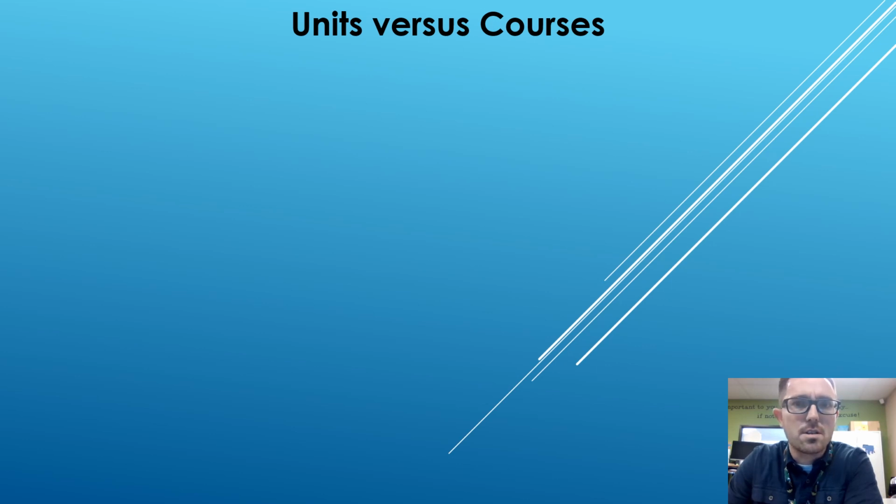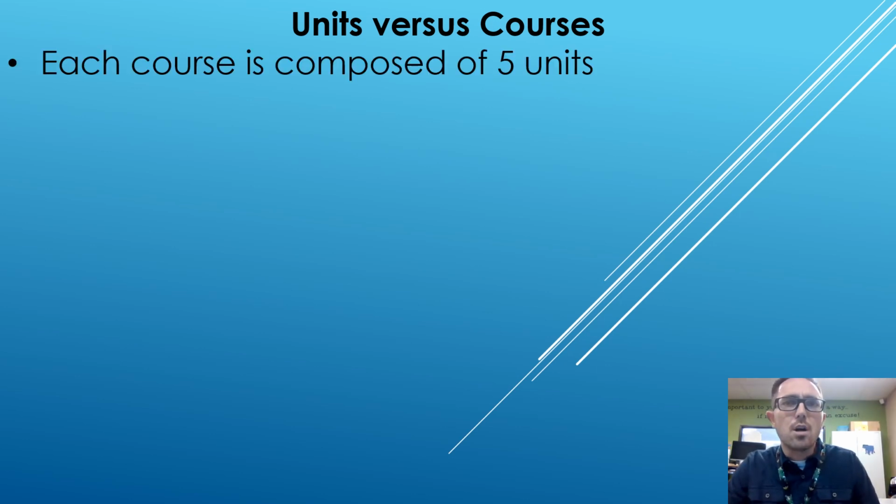Units versus courses. Some of you might totally understand this already, but every year there's always a few questions, so that's why I wanted to address it. You're all taking at least one course over the summer here with me at Options. Each course is composed of 5 units. So think of them as 5 sections, 5 chunks of the course, of the class.